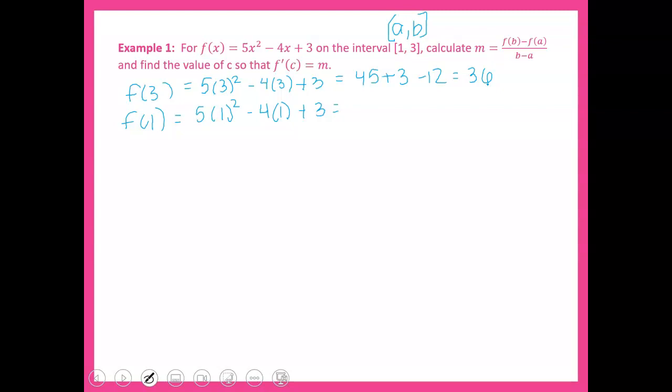And then f of 1, you have 5 minus 4 plus 3. So I always like to add all my numbers together and then subtract. But again, the order you do it doesn't matter. You can do 5 minus 4 is 1, 1 plus 3 is 4, or 8 minus 4 is 4. Either way will work. So now I need to calculate f of b minus f of a over b minus a. So I need to calculate my slope.